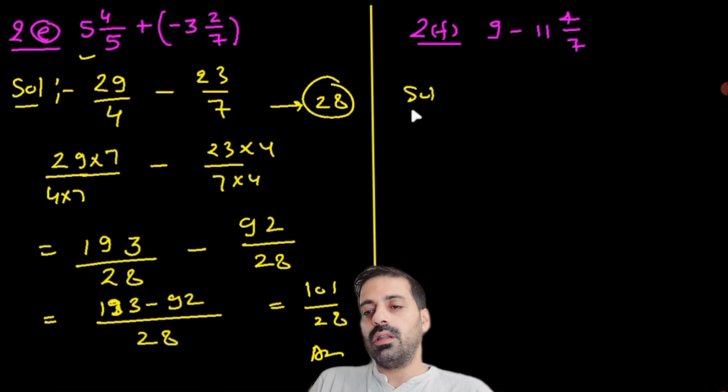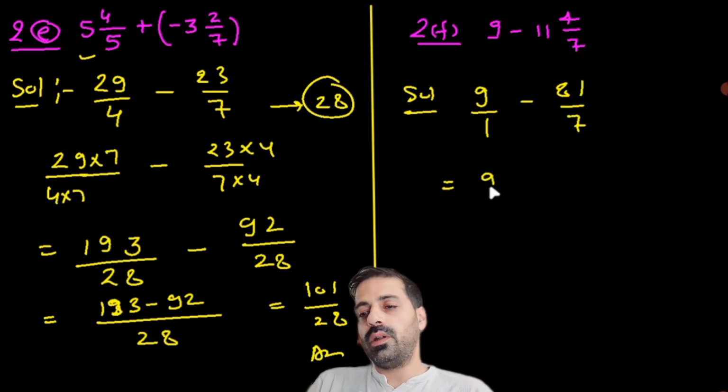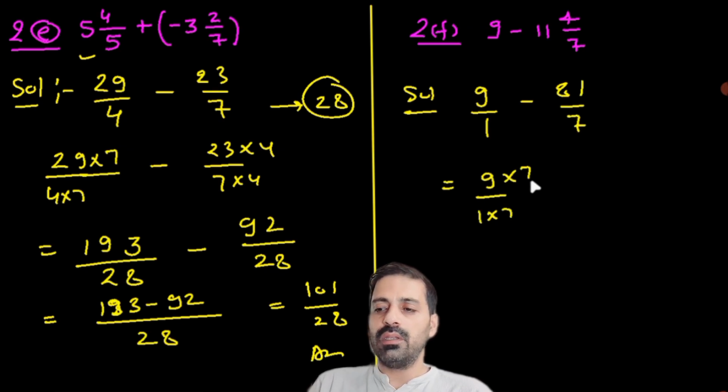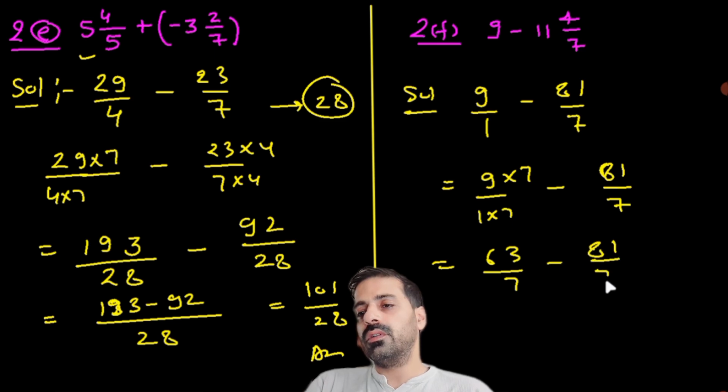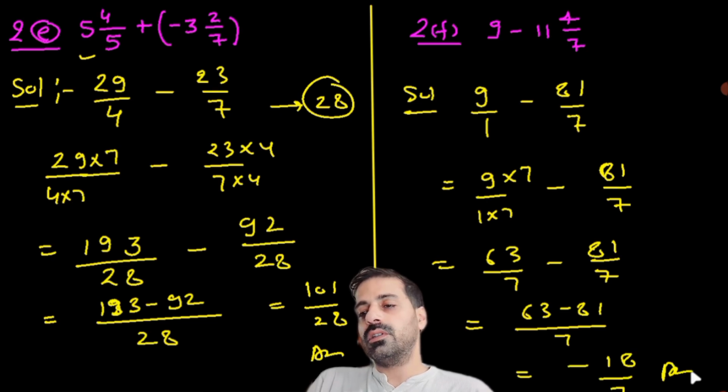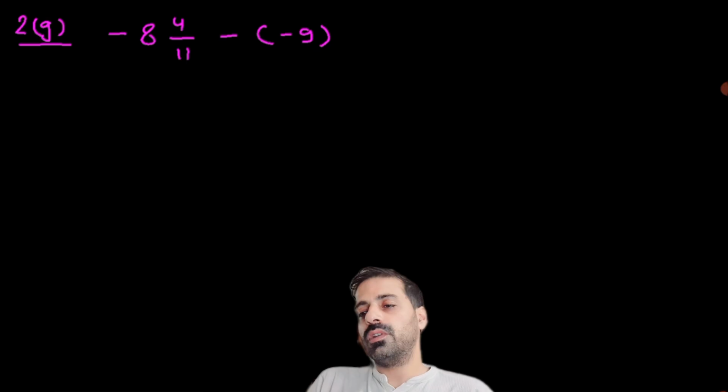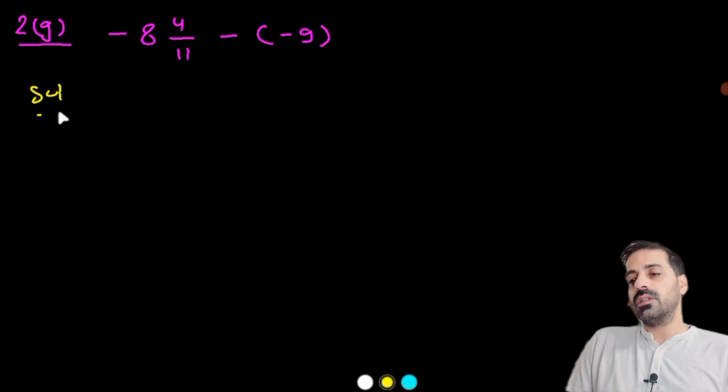Now here the solution, 9 is 2 upon 1 minus 77 and 81 upon 7. Now the LCM is 7. 7 multiplied by 9, and here the denominator is already 7. So no need to multiply anything here. So 63 upon 7 minus 81 upon 7. So 7 is the LCM, 63 minus 81. So now finally we have negative 18 upon 7 is the answer. Now the next question of this part.